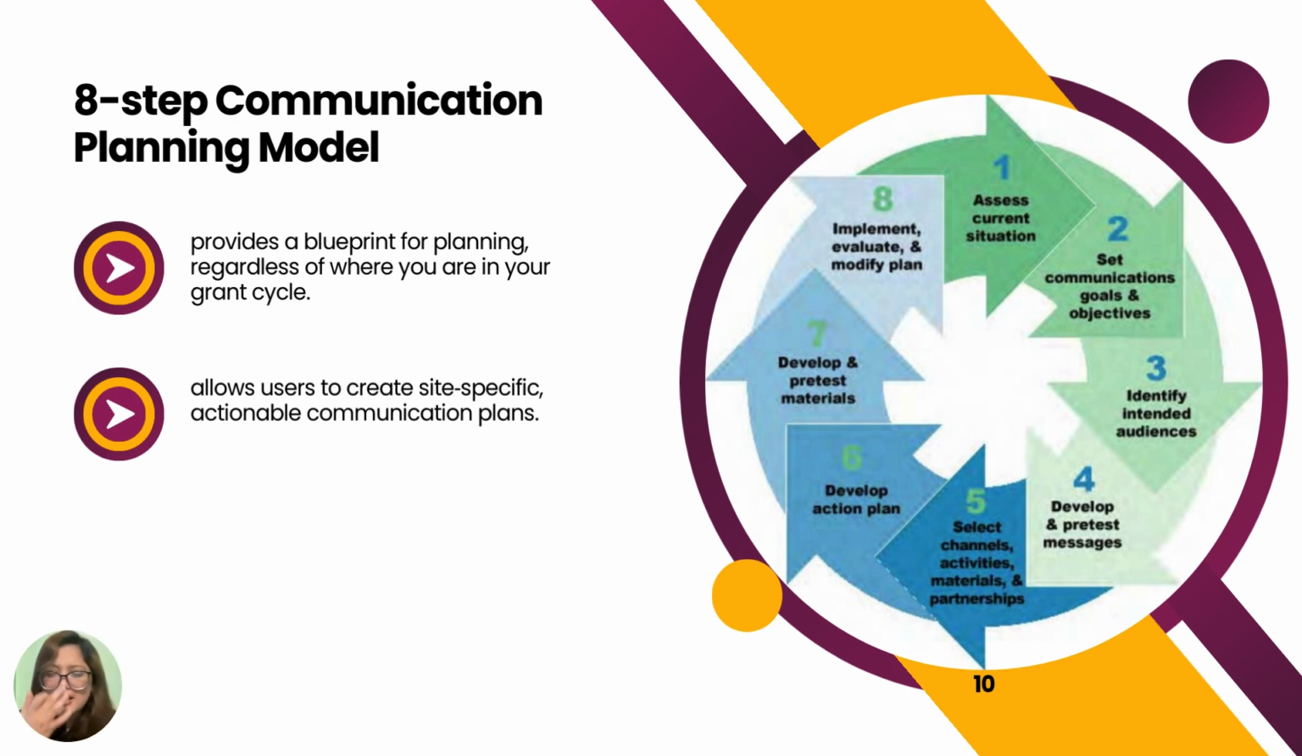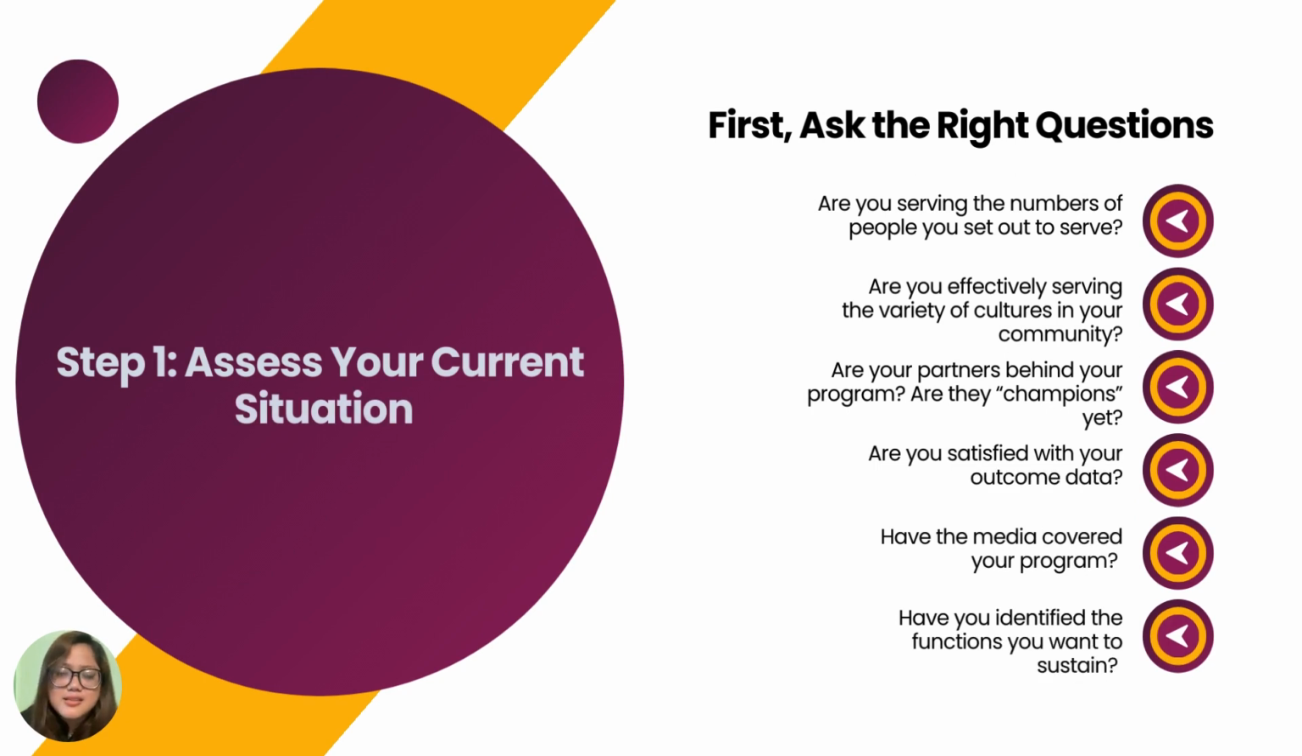And as you can see on the slide, this model is composed of 8 steps, and we will examine these 8 steps. So let's start. Step one, assess your current situation. At this stage, our aim is basically to realistically evaluate our program or our campaign by discussing our achievements so far and the challenges that we perceive or encounter. We can do that by first asking the right questions.